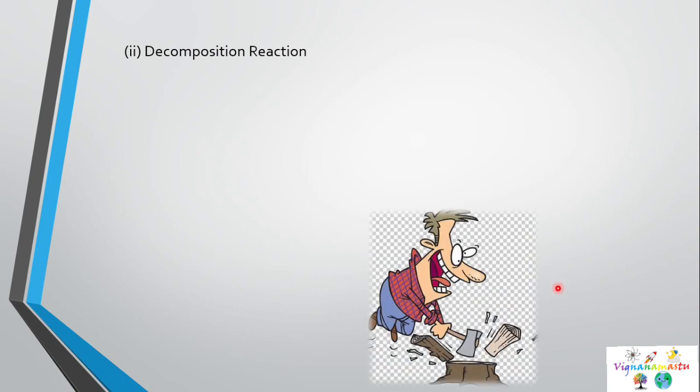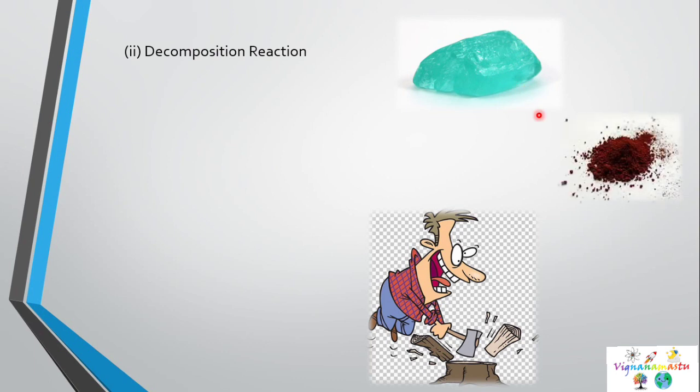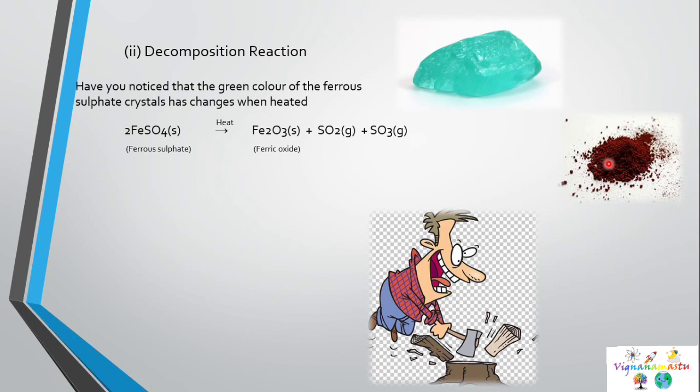Breaking down. So when something gets broken down, it is called as decomposition, right? Let us look at an example for this. So here we have taken a ferrous sulfate crystal. When we heat this ferrous sulfate, it gets converted into something like this. That is nothing but ferric oxide. So what is actually happening here? Ferrous sulfate, when it is heated, gets broken down into these many products.